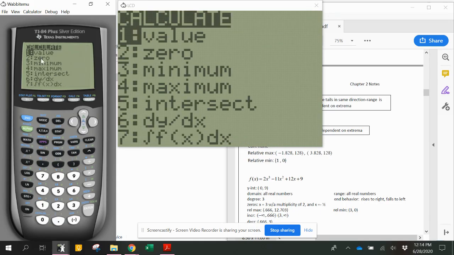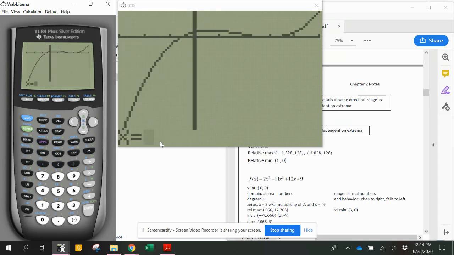Second, calculate. Number 1, value. Press enter and I'll show you what it does. What do you think x equals? 3. Press enter. Well, if x equals 3, y equals 0. So you are right. It is supposed to be 3, 0.